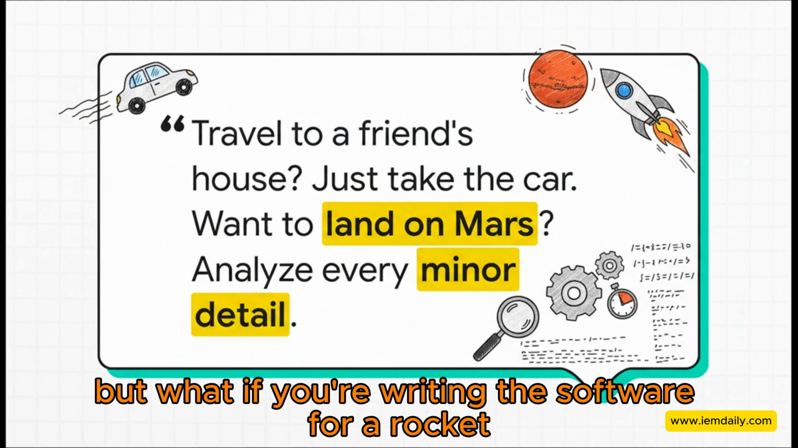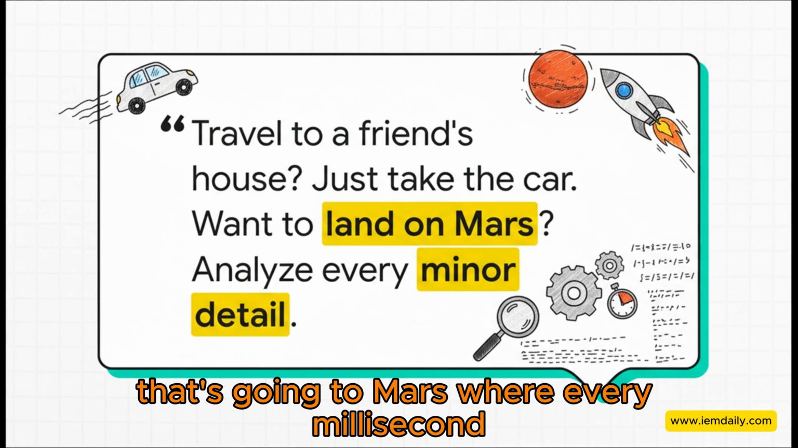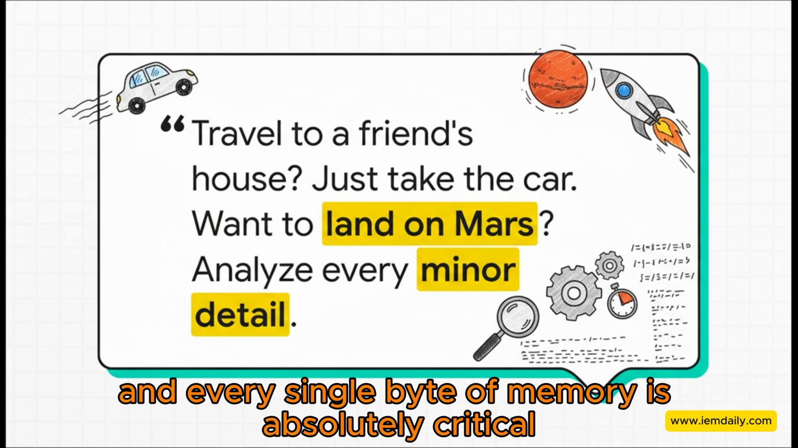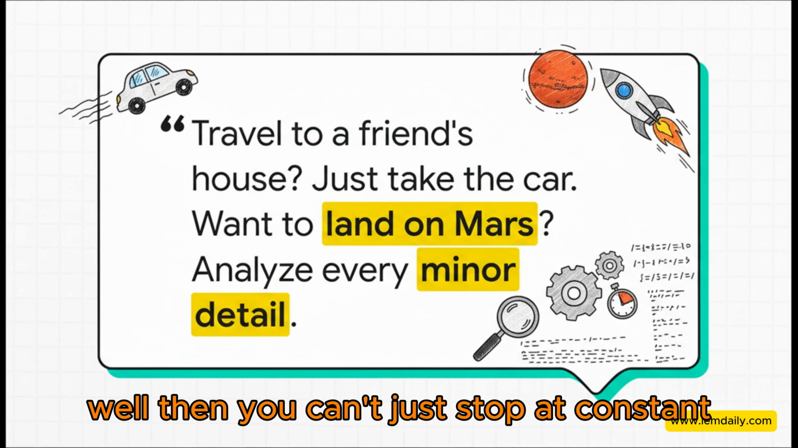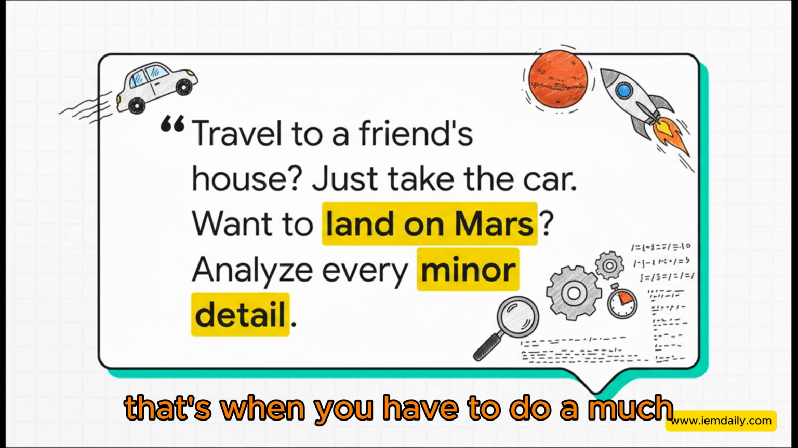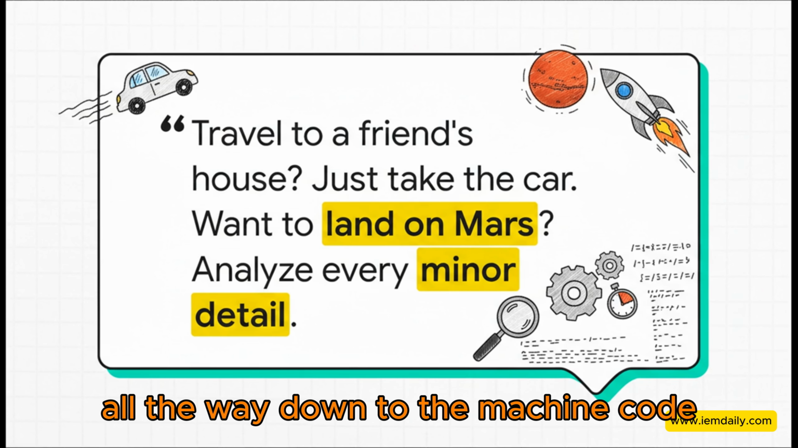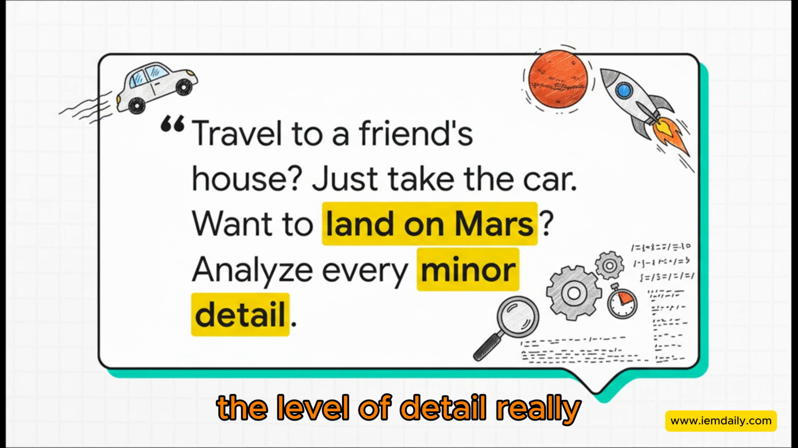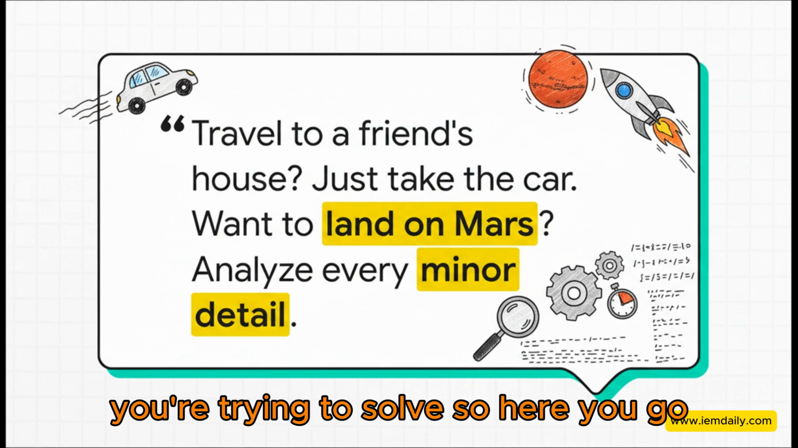But what if you're writing the software for a rocket that's going to Mars, where every millisecond and every single byte of memory is absolutely critical? Well, then you can't just stop at constant. You have to know if that constant is 3 or if it's 3,000. That's when you have to do a much, much deeper analysis, all the way down to the machine code. The level of detail really just depends on the stakes of the problem you're trying to solve.